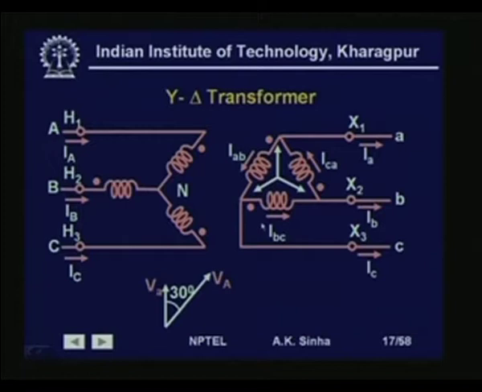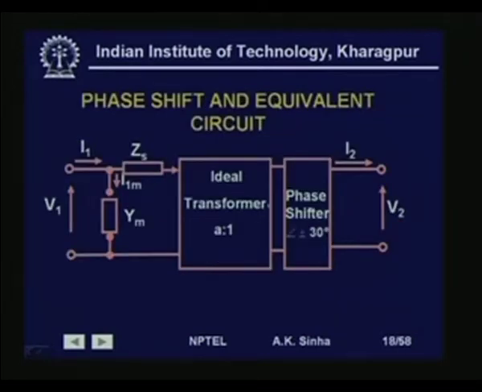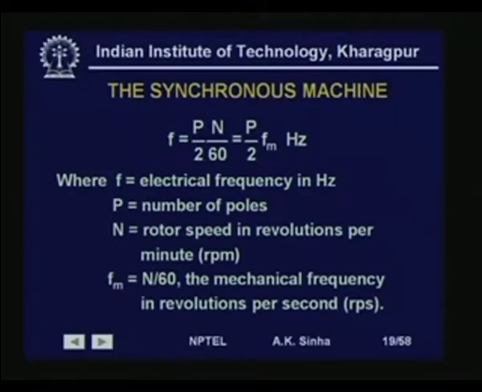So, if we have this connection, then this will be a plus 30 degree. If we have the reverse connection, then we will have this as minus 30 degree. So, this is how we model the 3 phase transformers. Next, we will talk about the model for synchronous machine.